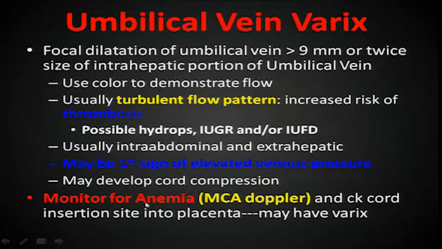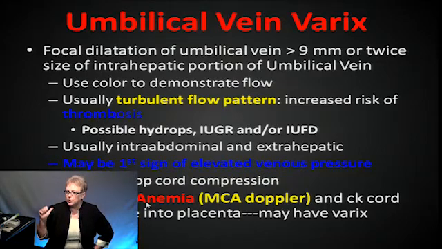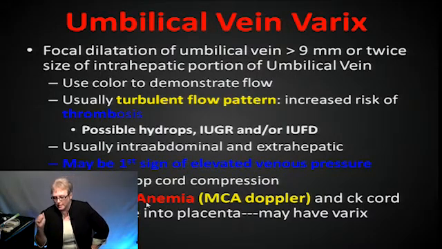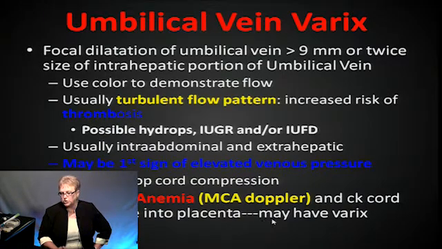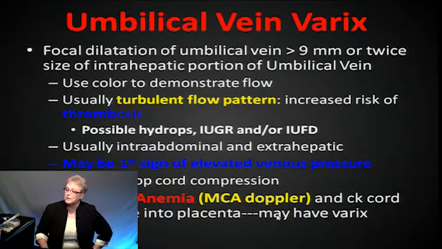An important thing to remember about this too is if you see one of these little varix in the fetus, then look at the other end. Look at the placental cord insertion too, because sometimes you can see them there. The more of these little dilatations that you see, the greater the risk for thrombosis and then a vascular event with the baby. And you want to monitor for anemia, so you're going to do a middle cerebral artery Doppler and check the cord again to make sure that there's no varix along the cord, especially as it gets closer to the placenta.